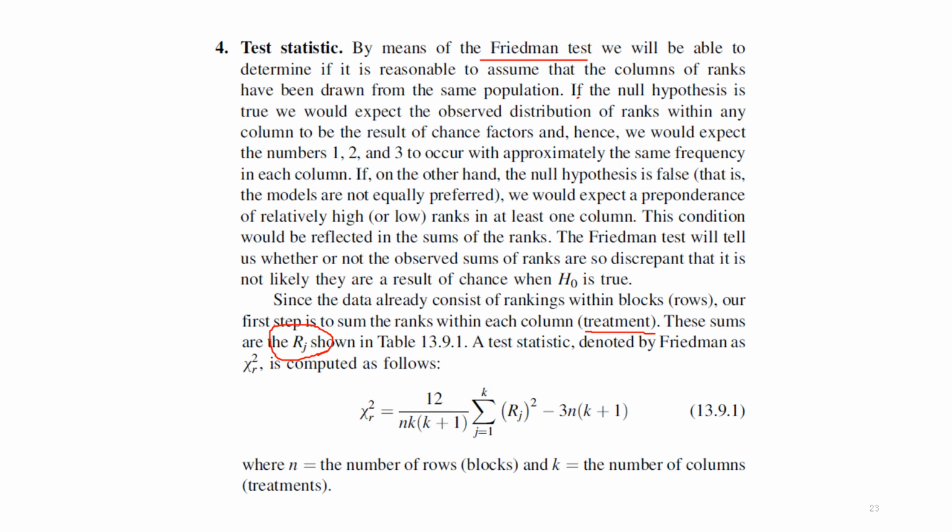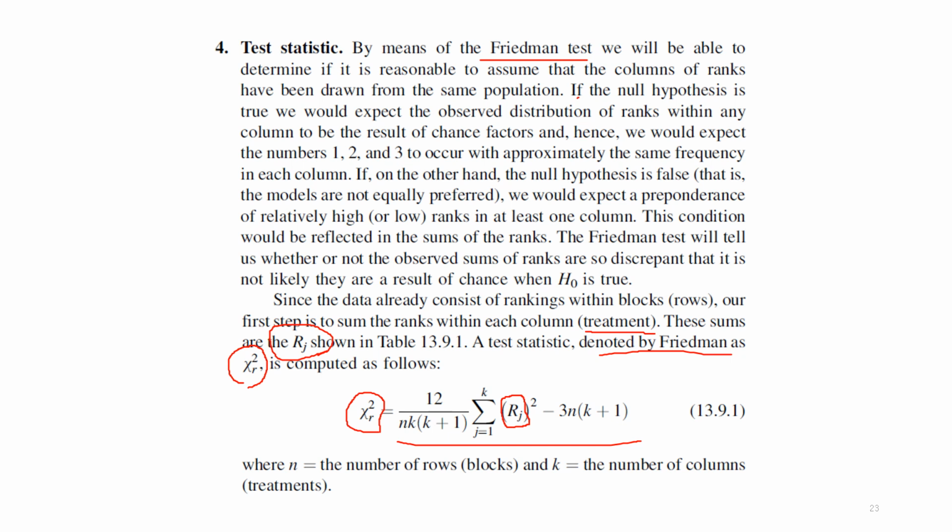The test statistic for the Friedman test we call chi-square sub R. This is nothing but a notation to differentiate it from the other chi-square value. This is the formula. Rj is the sum of the ranks in each group. Then we take the squared value, minus 3n multiplied by k plus 1. Then what is the n?